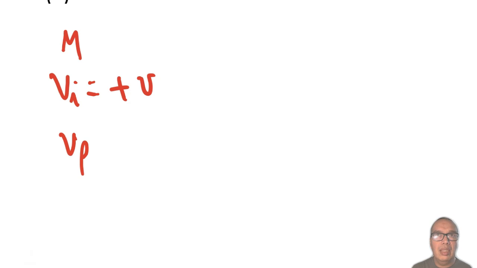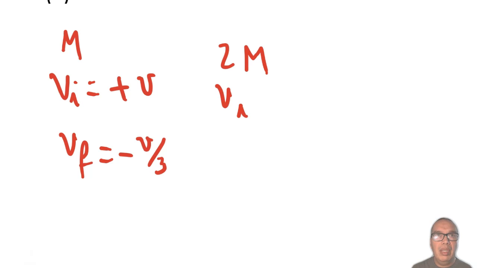The initial velocity of mass m is positive v, and its final velocity is negative v/3. The initial velocity of mass 2m is 0, and we wish to determine its final velocity.